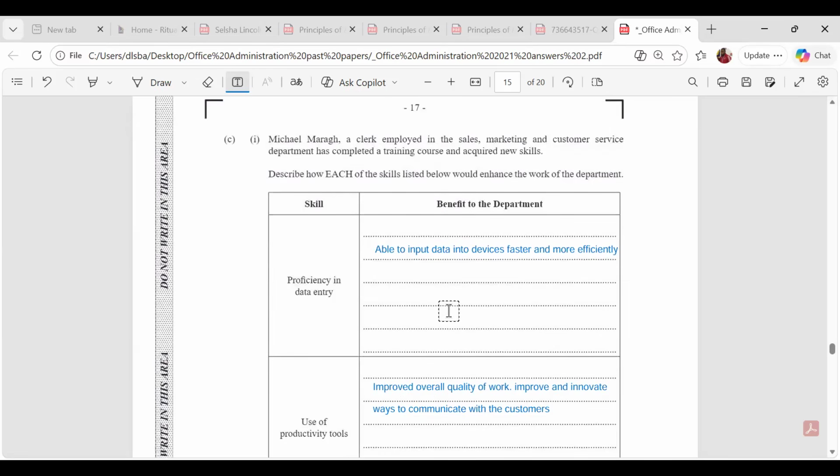And they say Michael Maraj. And there's Maraj, a clerk employed in the sales, marketing, and customer service department, has completed a training course and acquired new skills. Describe how each of the skills listed below will enhance his work in the department.